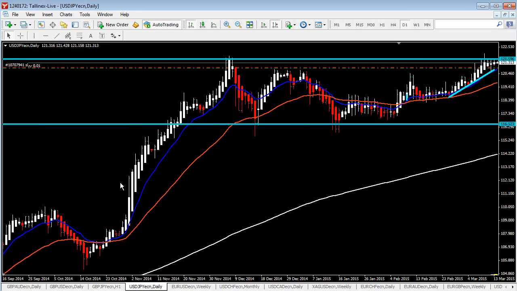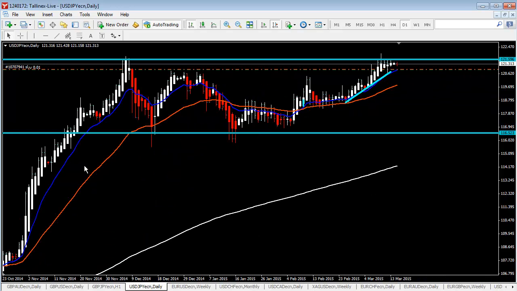USD yen, again, just often I get these questions. People see some positions here. This is a small live account, and some of our members practice and trade on this account, so don't worry about that. Okay, again, USD yen daily chart, this is going up.